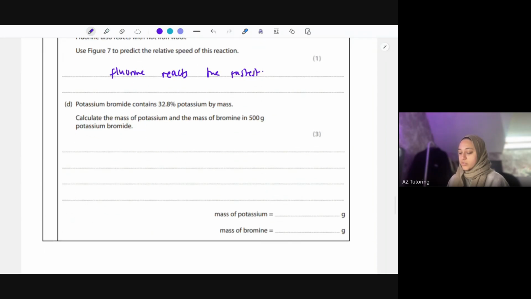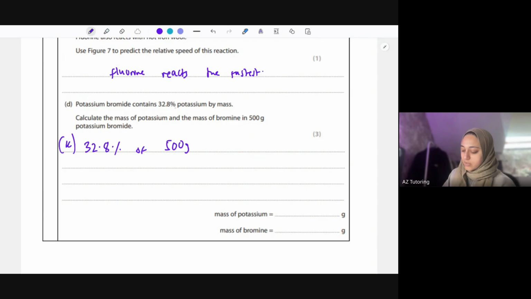Okay, we've got another calculation. Potassium bromide contains 32.8% potassium by mass. Calculate the mass of potassium and the mass of bromine in 500 grams, same as the other question. So 32.8% of 500 grams. This is going to give me it for potassium.